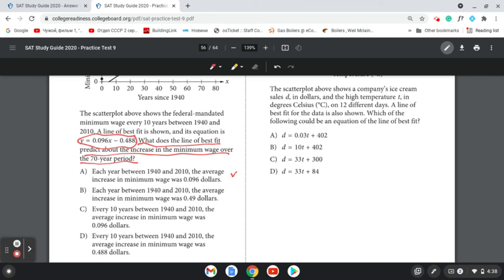Each year between 1940 and 2010, the average increase in minimum wage is $0.49. That's not correct. Negative 0.49 is actually the y-intercept. It has nothing to do with an average increase.